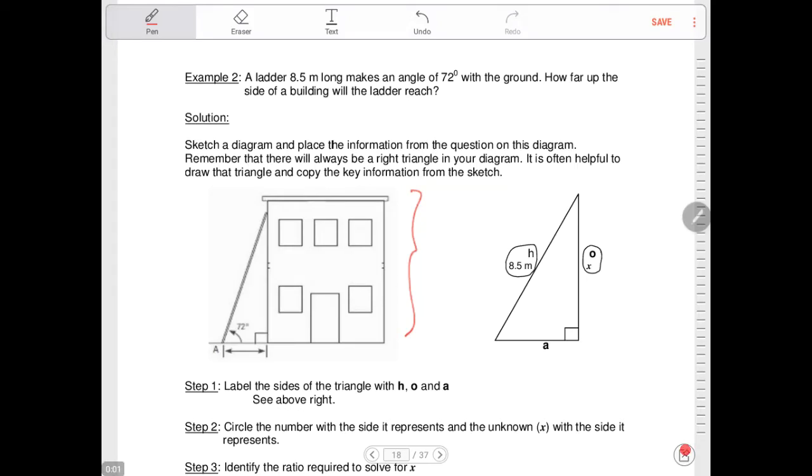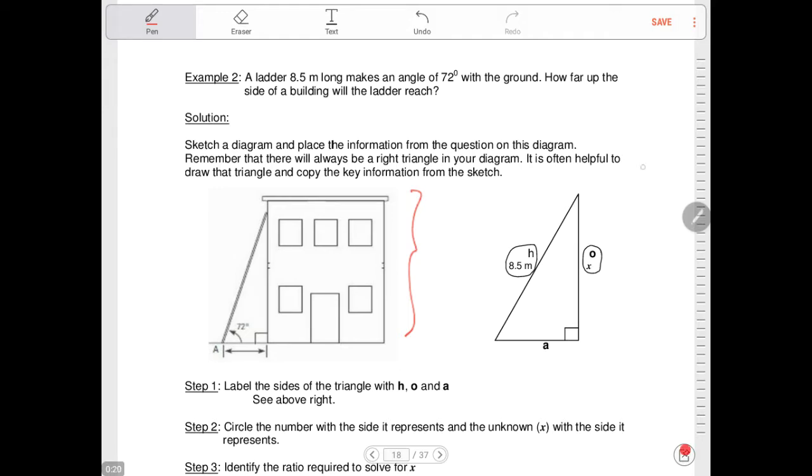Okay, so I'm back. As I said, what you have to do is they're going to give you a question like this. I'm going to show you all the information, but the point is it'll be a lot easier if you just draw out a simple triangle for yourself. So again, you have a ladder, it's 8.5 meters long, and it makes an angle of 72 with the ground.